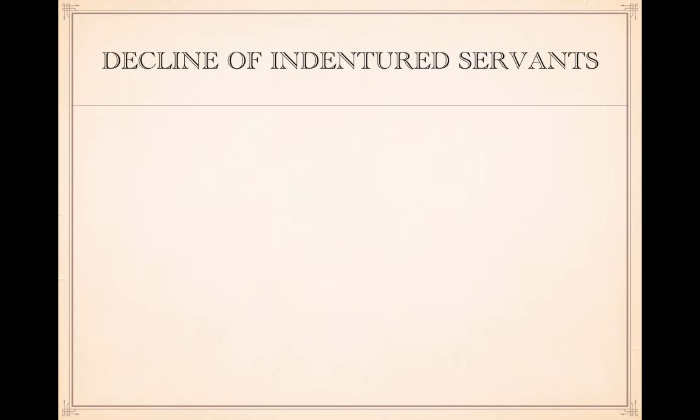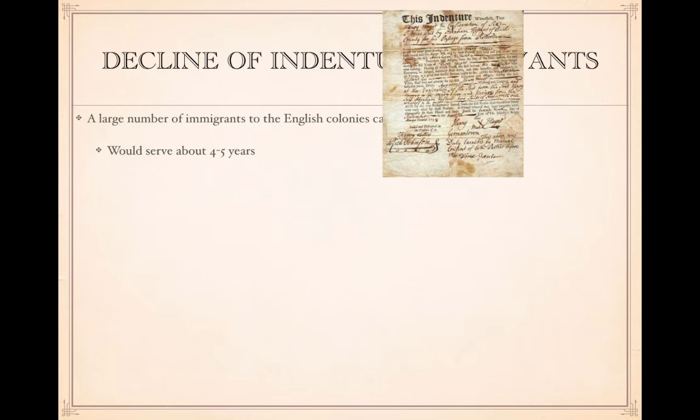Now let's talk about the decline of indentured servants. A large number of immigrants to the English colonies, especially the Chesapeake, came over as indentured servants. They would serve about 4 to 5 years. They would sign a contract, and the plantation owner would pay for them to come over, and in return, they would work for about 4 to 5 years. Now the headright system was essentially encouraging indentured servants to come over by giving plantation owners 50 acres of land in addition to having an indentured servant come over.